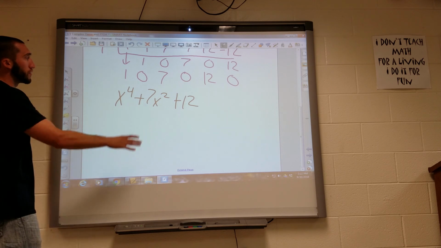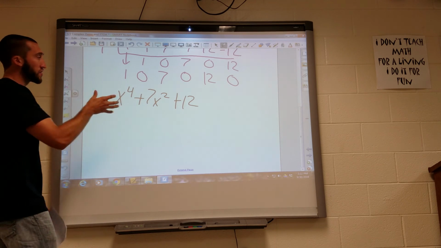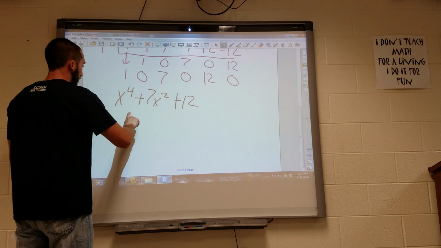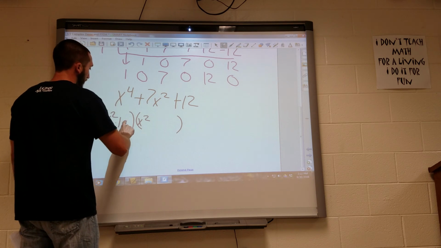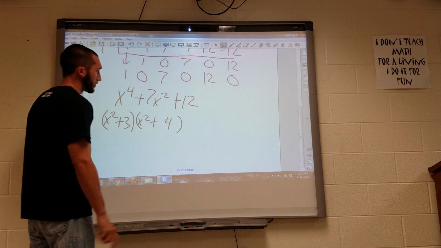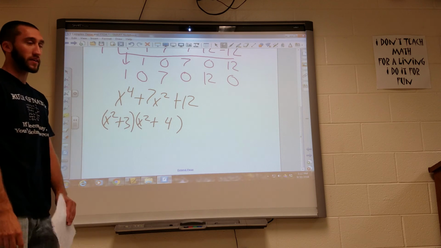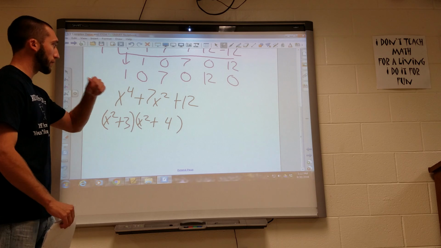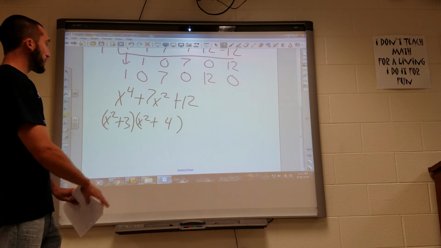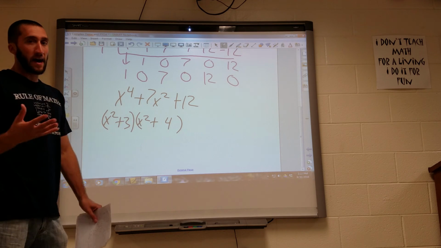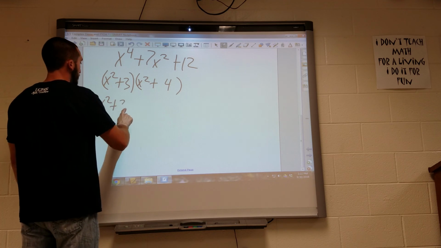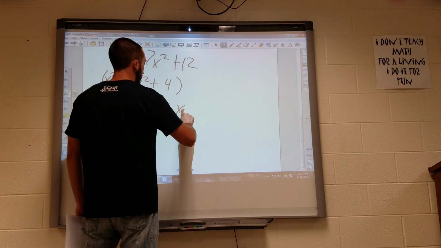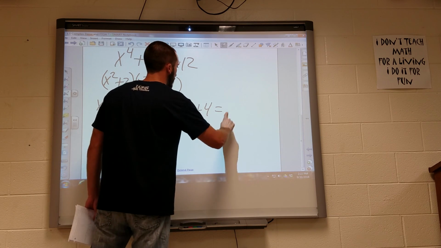And if you do a little tinkering, you can see that this factors. So this factors into x squared plus 3 times x squared plus 4. And if you FOIL this back out, we get this polynomial. We can see here that these are definitely not factorable. So I'll let x squared plus 3 equal 0 and x squared plus 4 equal 0.